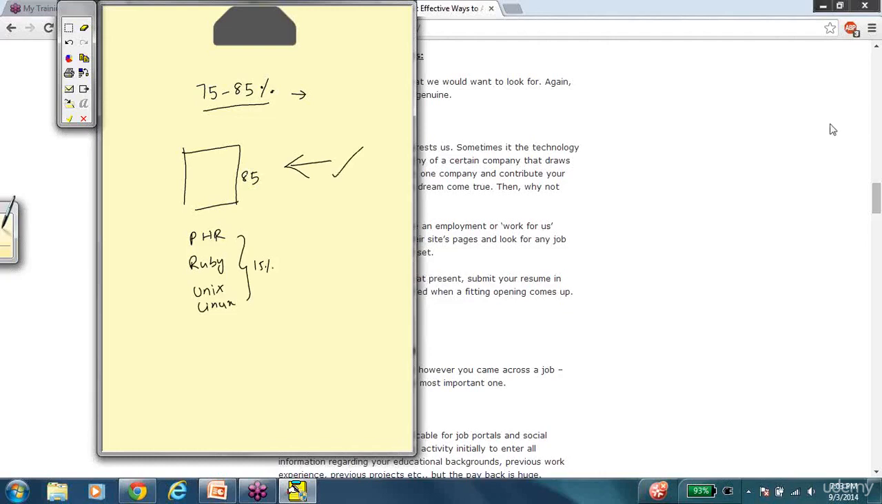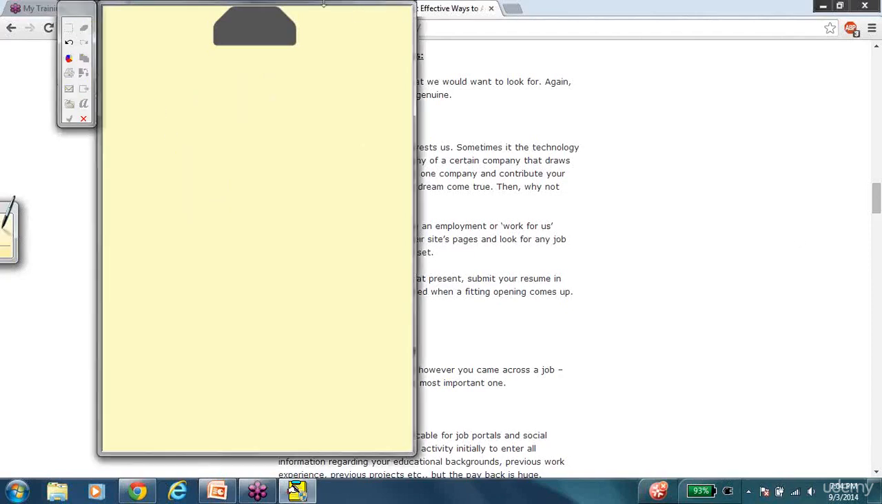But if it is a job where Ruby is mandatory, then don't apply for the job. See, for all the jobs that you are seeing where you are not qualified, you'll find that many for which you are qualified. So focus on the ones that you are qualified for indeed.